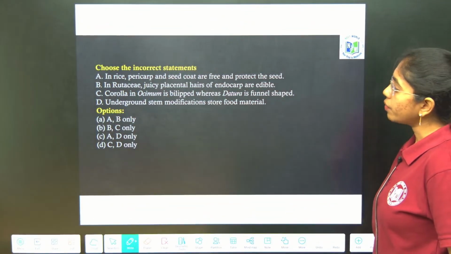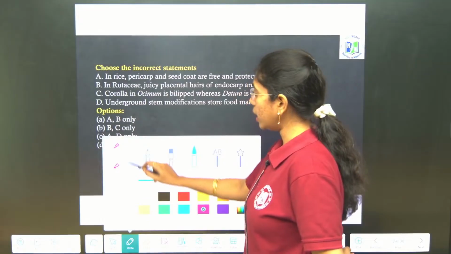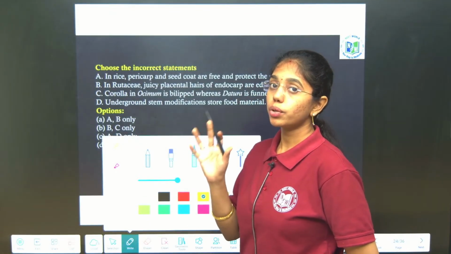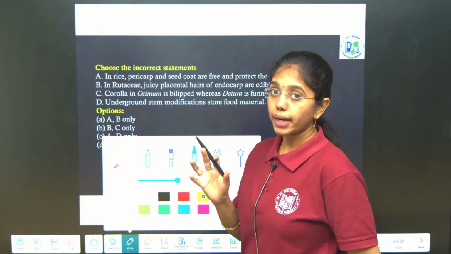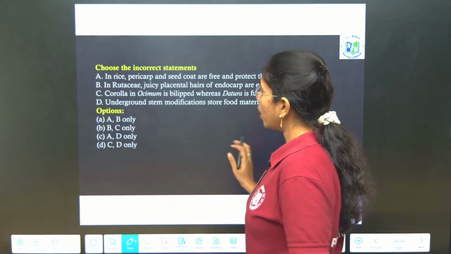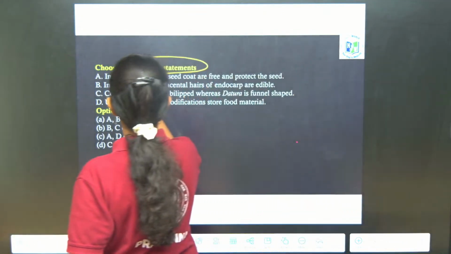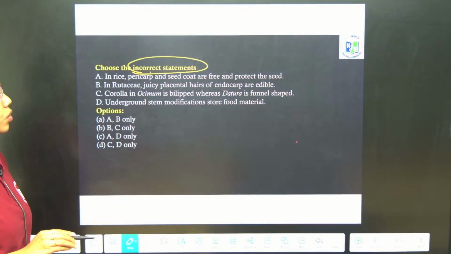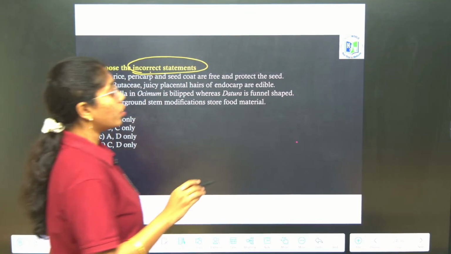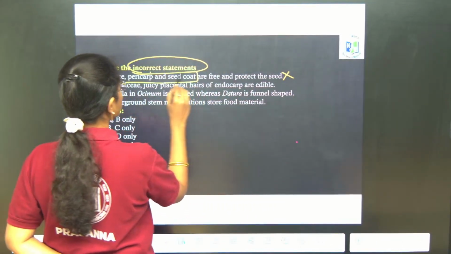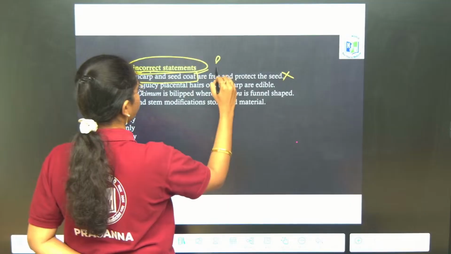we need to identify the incorrect statements here. Any time the statement based question is asked, you have to first look into whether they are asking you to identify correct set of statements or incorrect set of statements. Here you see, choose incorrect statements he is asking. In rice, pericarp and seed coat are free to protect the seed. No, in rice, pericarp and seed coat are fused. Okay, they are fused, not free.